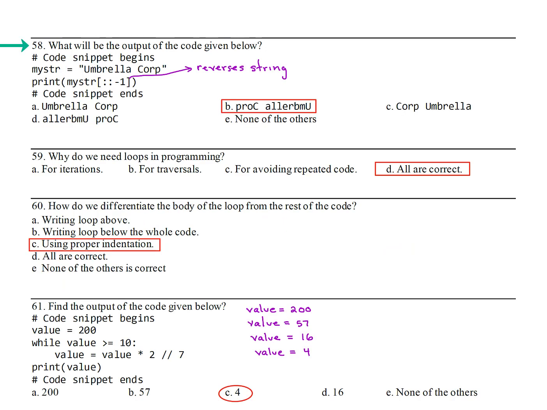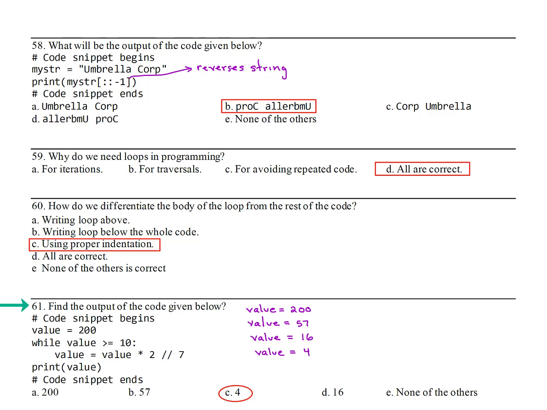Notice the -1. This is a simple slice to reverse the string, so you just reverse it. Umbrella corporation in reverse, answer B. Why are loops needed in programming? All these answers are correct. How do we differentiate the body of the loop from the rest of the code? Using proper indentation. That's at number 60, answer C.